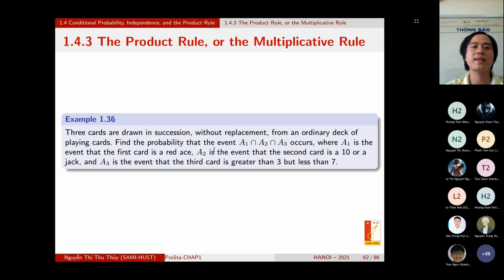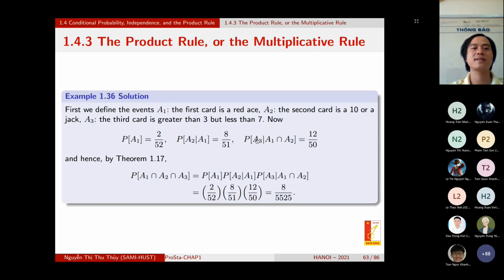Now we find the probability that the events A1 and A2 and A3 occur, where A1 is the event that the first card is a red ace, A2 is the event that the second card is rank 10 or jack, or we can say G, and A3 is the event that the third card is greater than 3 but less than 7. Let's consider that probability.